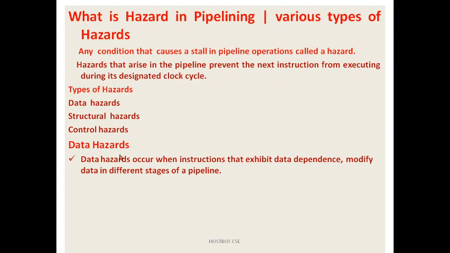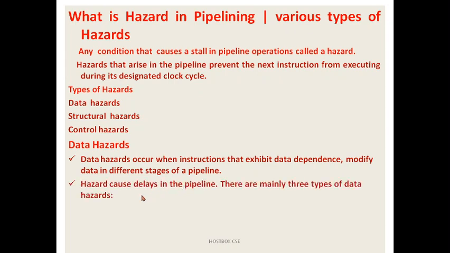Now we have to get an idea about data hazards. Data hazards occur when instructions that exhibit data dependence modify data in different stages of a pipeline. Suppose we are executing 2 instructions, instruction 1 and instruction 2. Before instruction 1 completes, instruction 2 tries to execute. At that time some conflicts will arise, and how to solve it we'll see in future classes.